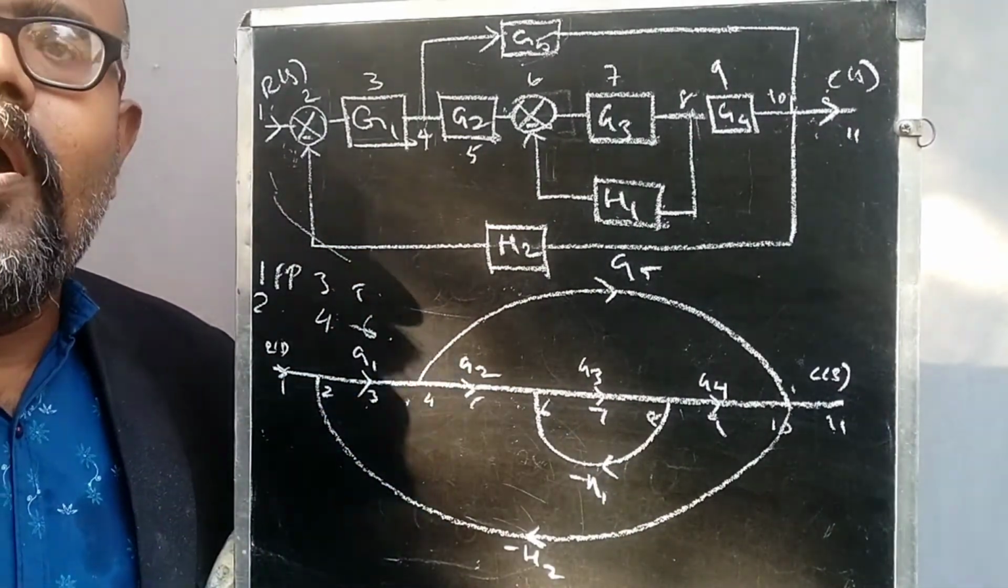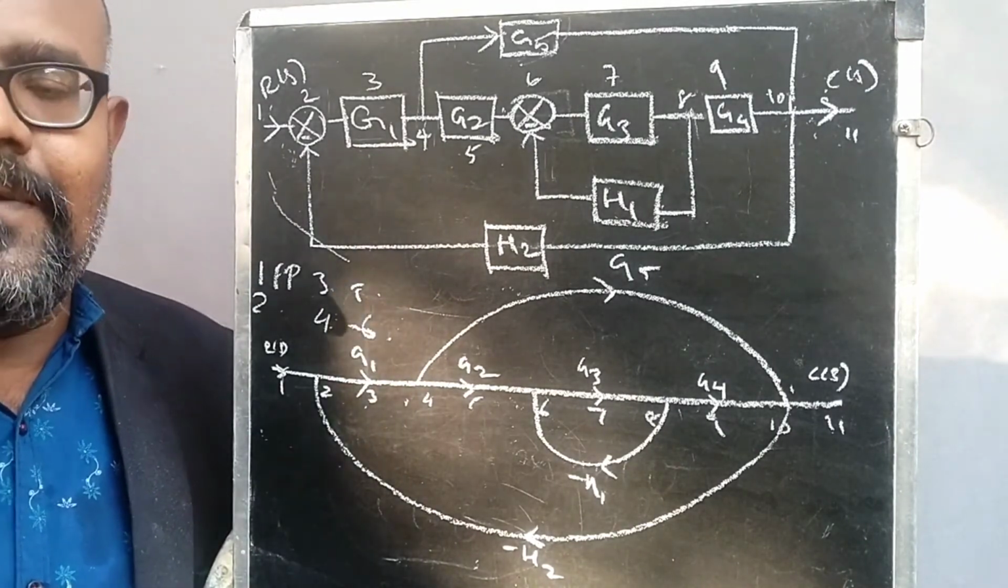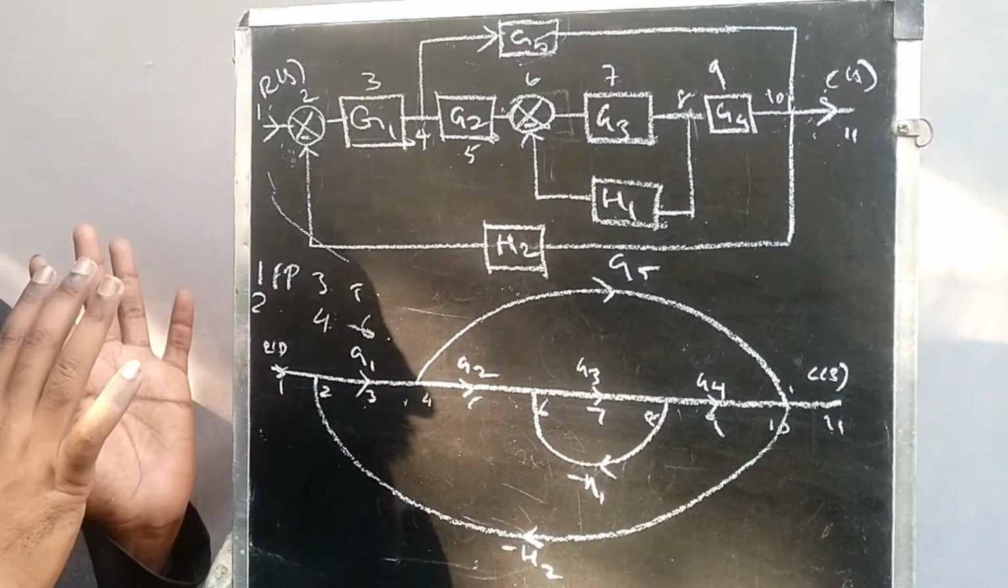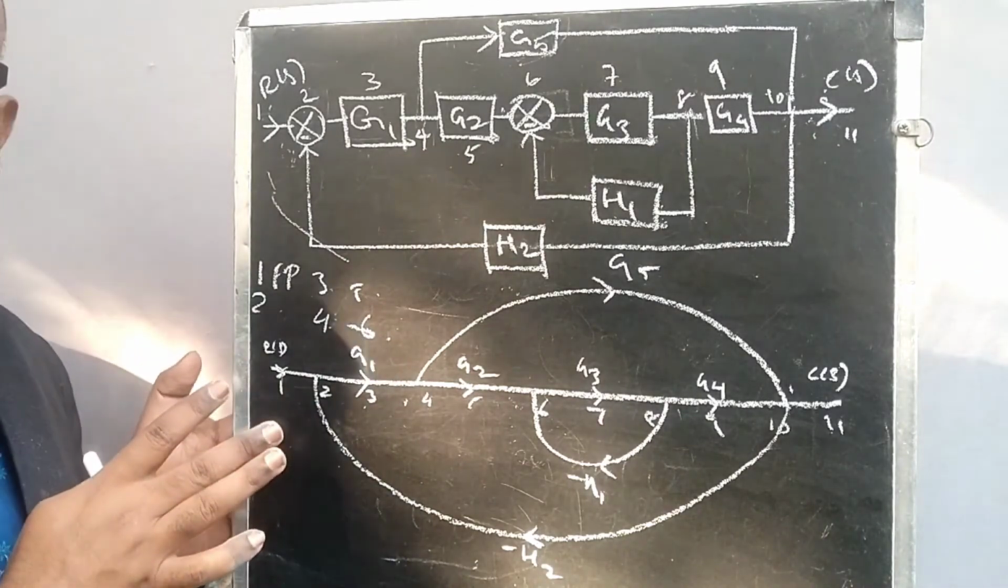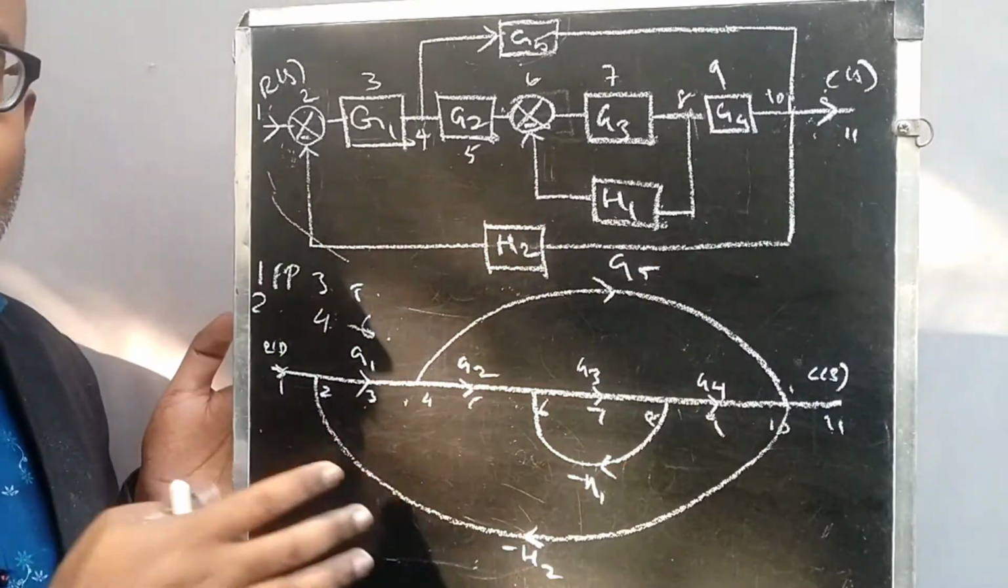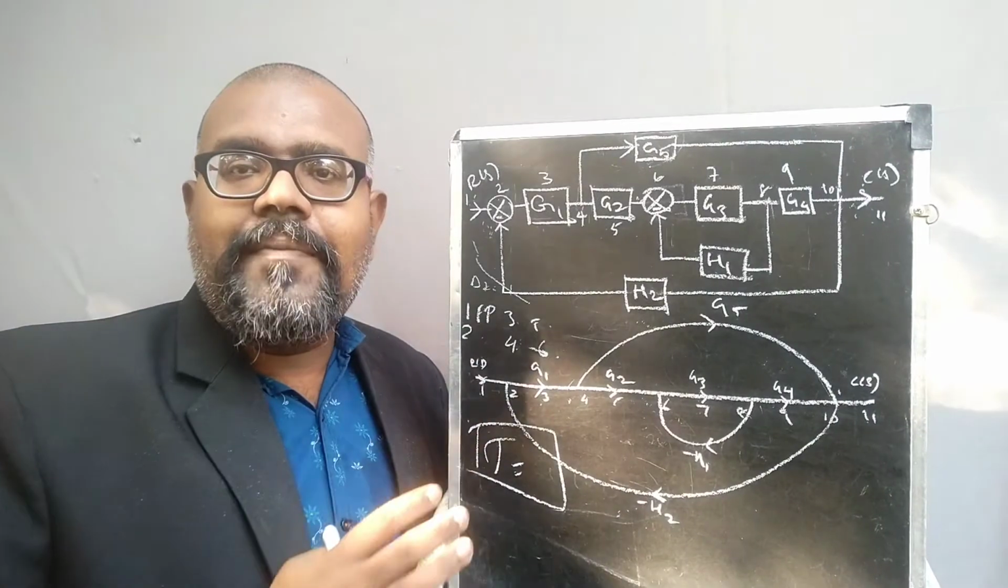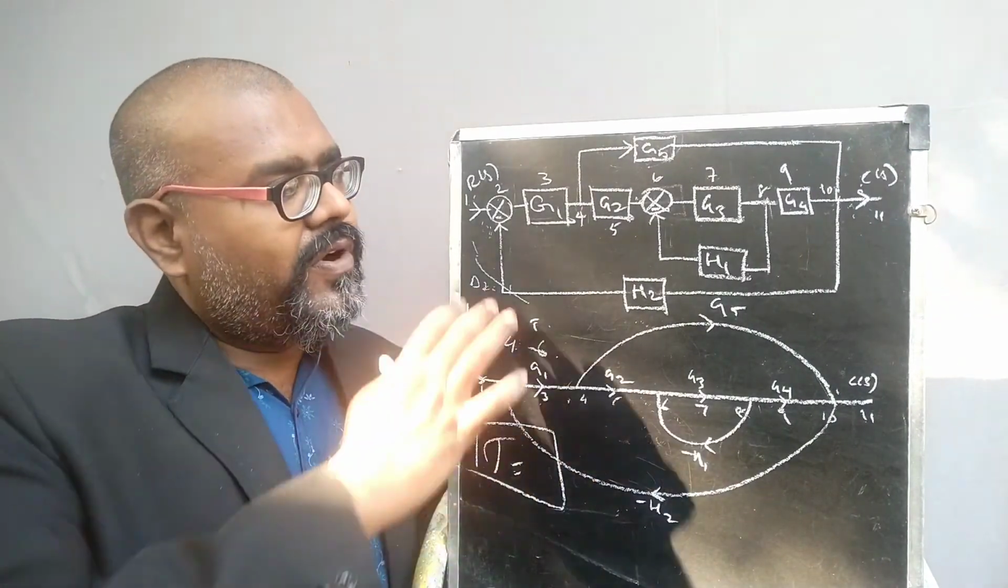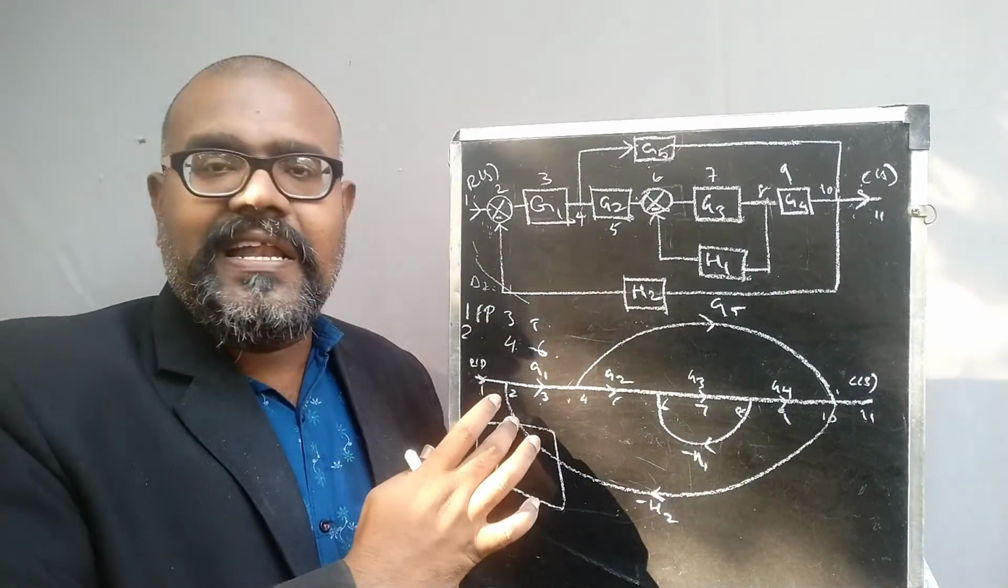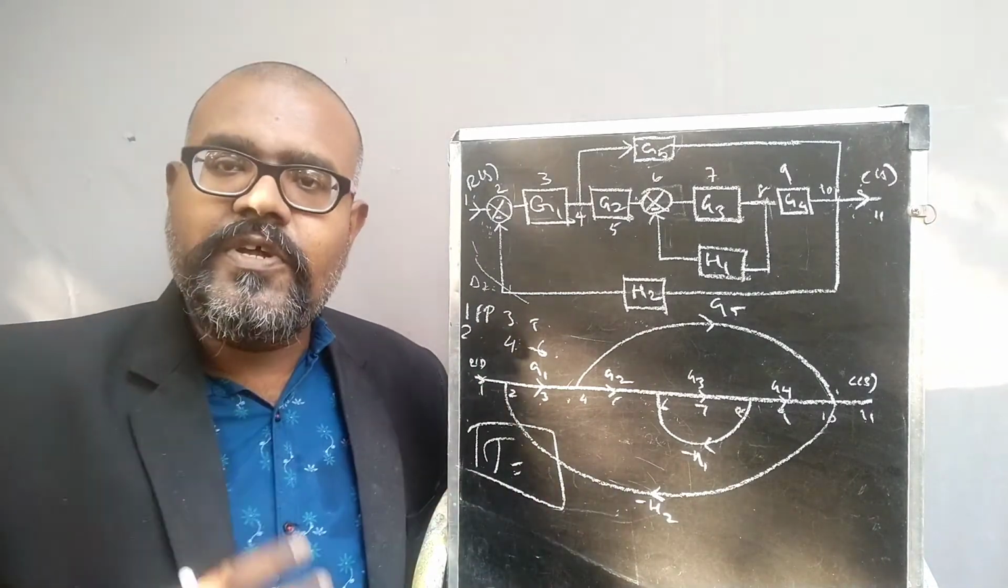Capital T is equal to 1 by del into summation del K Pk. Okay, so this is what we need to convert. Hope you understand. We are already familiar with solving this particular signal flow graph. Okay, so that's all about today's class. We just converted this block diagram reduction into the signal flow graph. Hope you understand the first unit also.